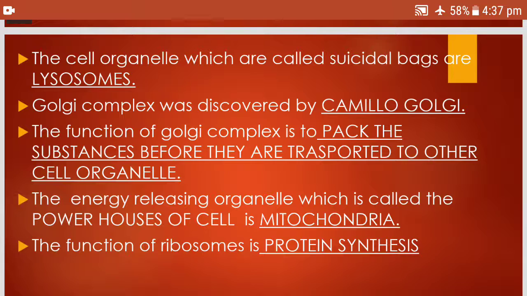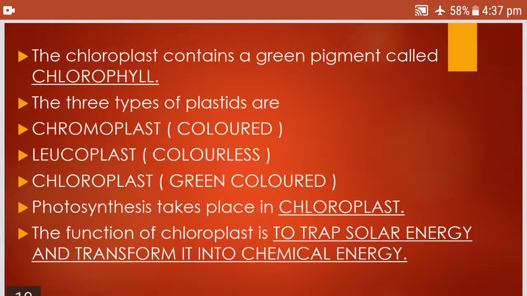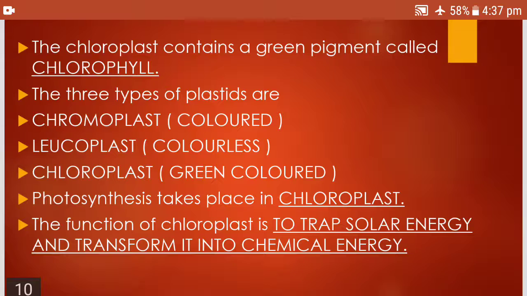The energy releasing organelle which is called the powerhouse of the cell is the mitochondria. The function of the ribosomes is protein synthesis, that is why they are called the protein factory. The chloroplasts contain a green pigment called chlorophyll. The three types of plastids are chromoplast, leucoplast and chloroplast. Chromoplasts are colored ones, leucoplasts are colorless and chloroplasts are green in color.